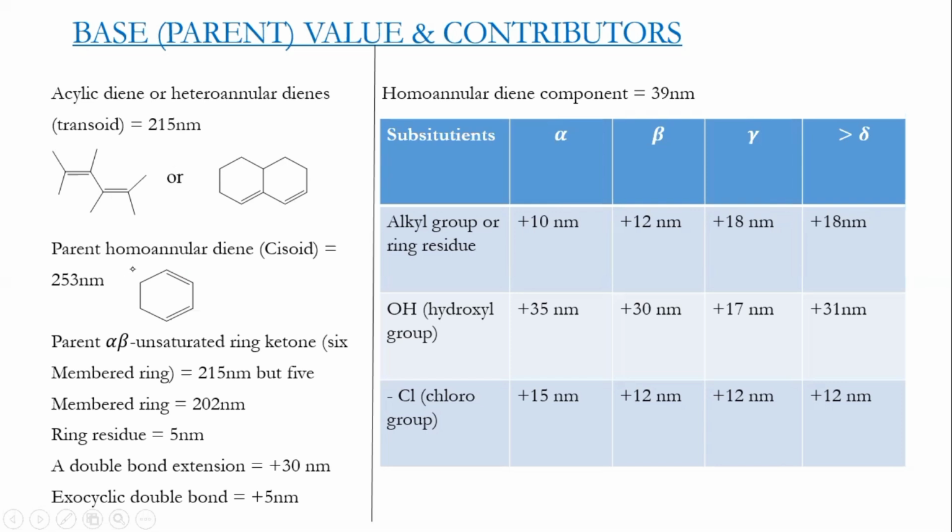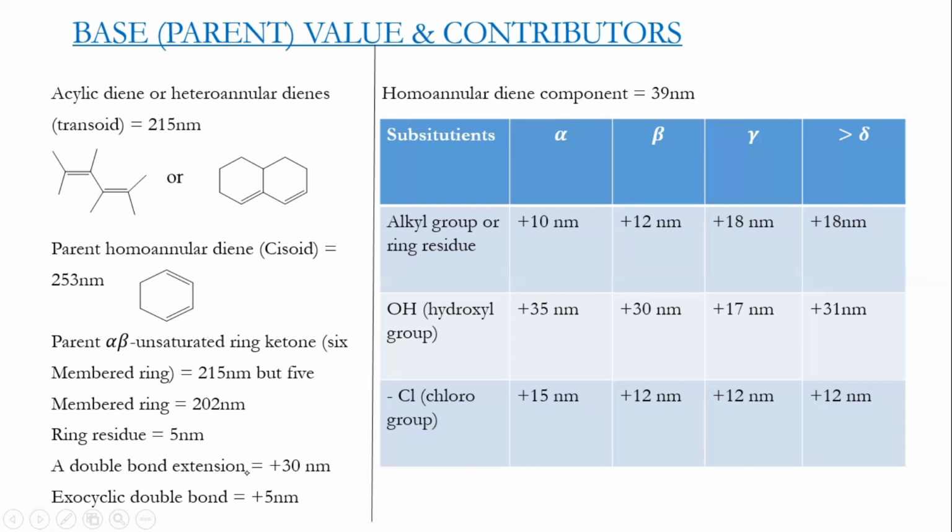So the parent value for a homoannular diene, that is, the double bond is in the same ring, is 253. The parent value for an alpha beta unsaturated six-membered ring ketone is actually 215. But if it's for a 5-membered ring ketone, it is 202 nanometers. So the ring residue is 5 nanometers.